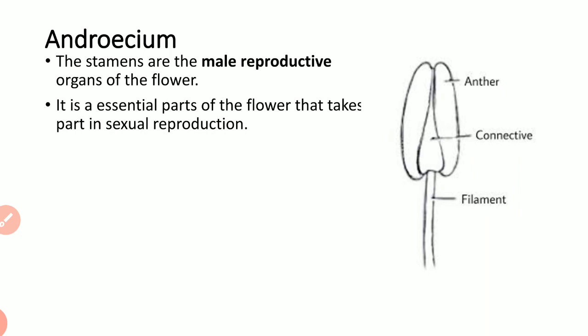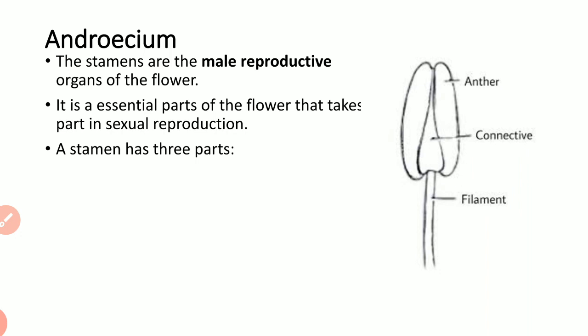It is an essential part of the flower that takes part in sexual reproduction. Previously, sepals and petals are not essential; they are accessory. But the androecium is the first essential part of the flower that actually takes part in sexual reproduction, because it is the male reproductive organ of the flower.